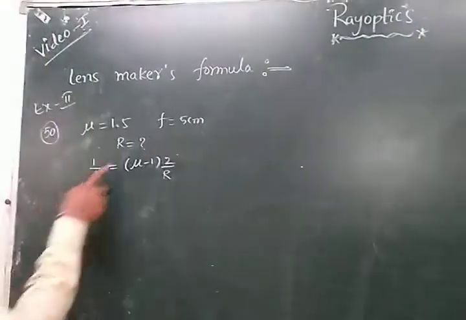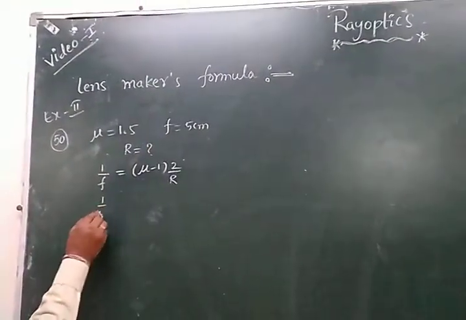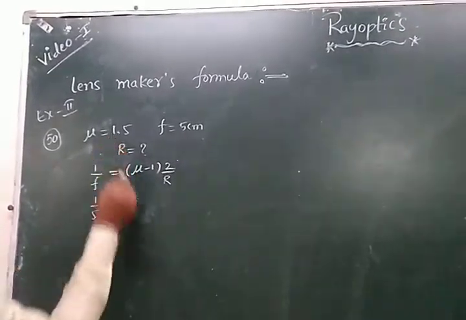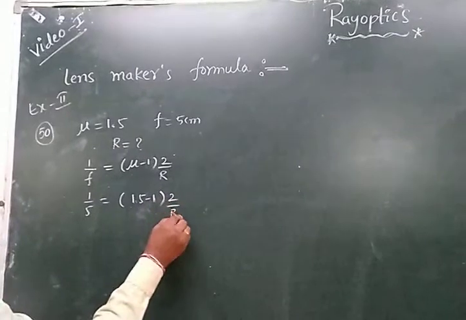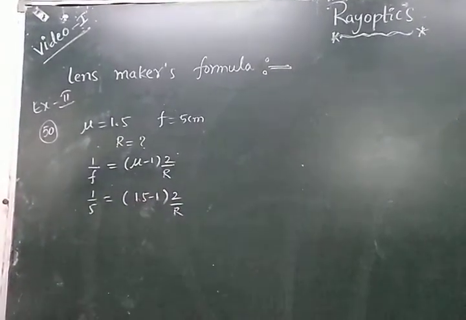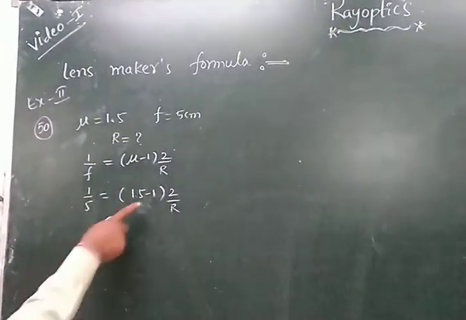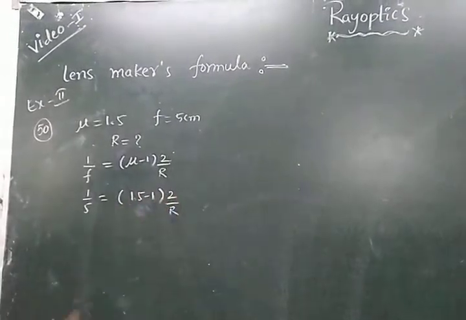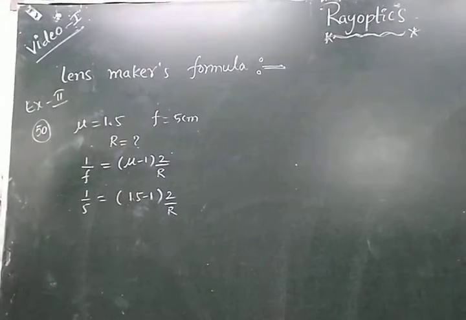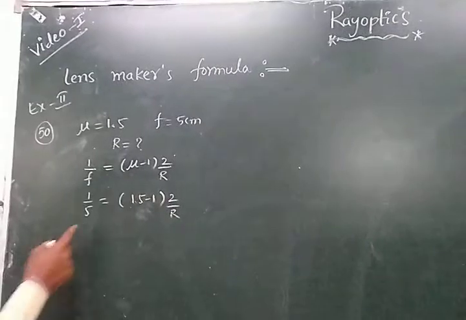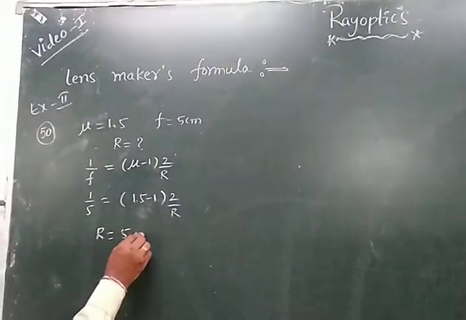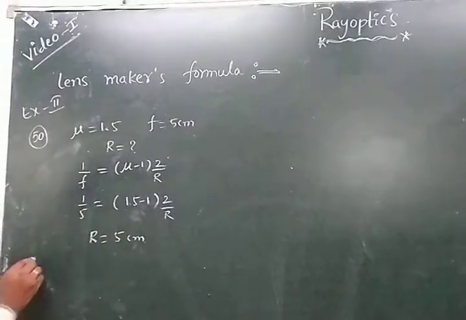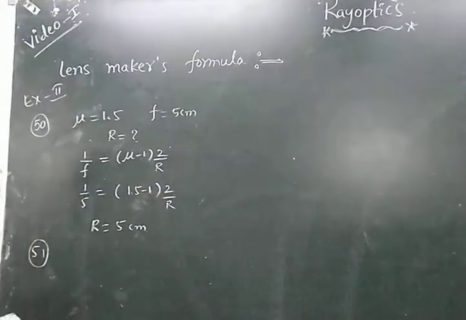So with the given values we can write 1 by 5 is equal to (1.5 minus 1) into 2 by r. 1.5 minus 1 is 0.5. 0.5 into 2 is 1. 1 into 5 is again 5. That means r is equal to 5 centimeters.